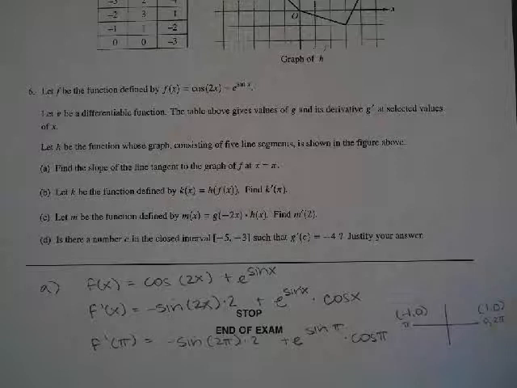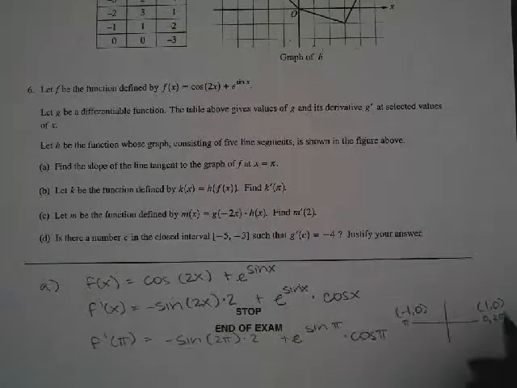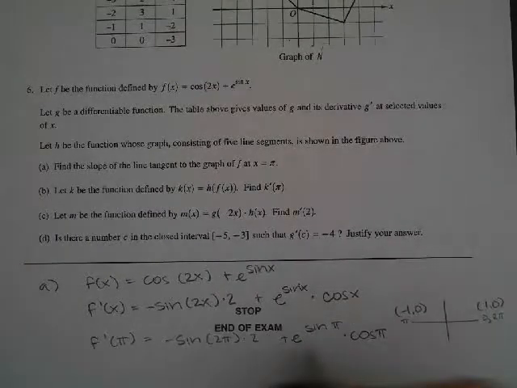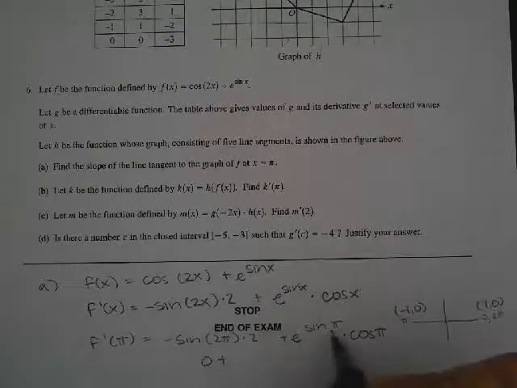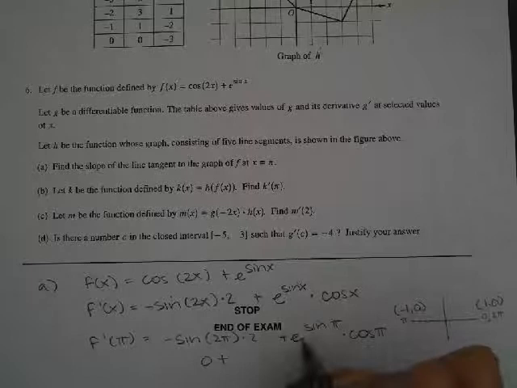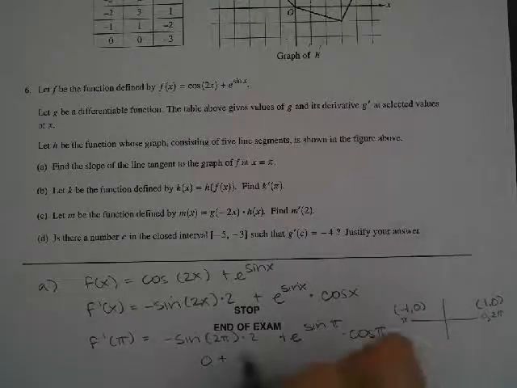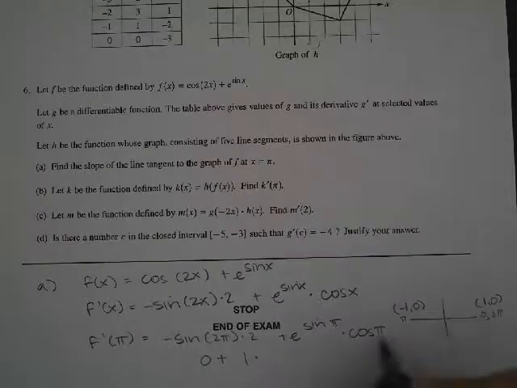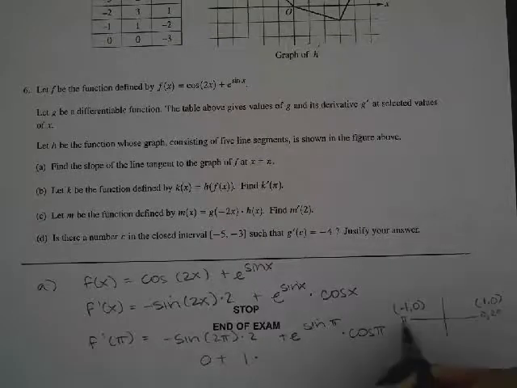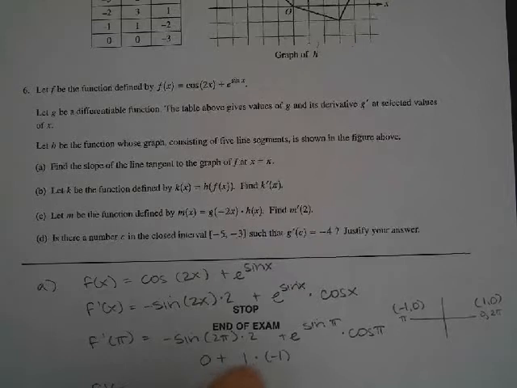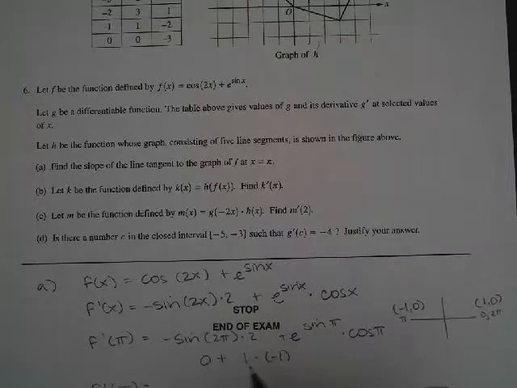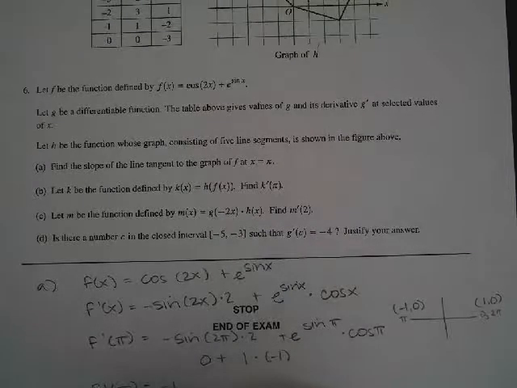All right, so sine of 2 pi is 0. So I've got negative 0 times 2, which is just 0. Sine of pi is 0, so I've got e to the 0, which is 1. And then cos of pi is negative 1. So the derivative evaluated at pi equals negative 1.